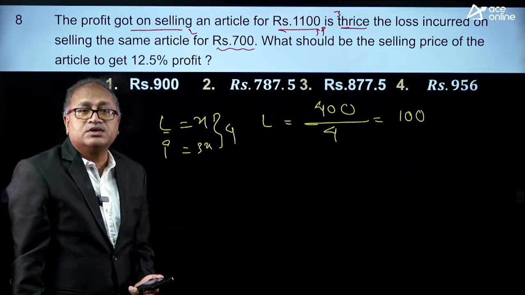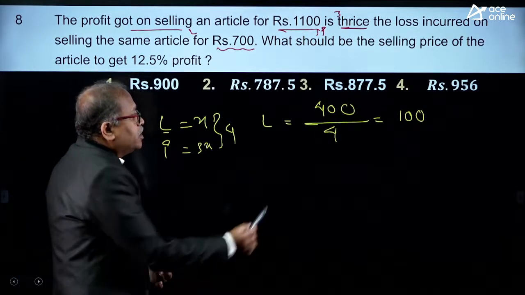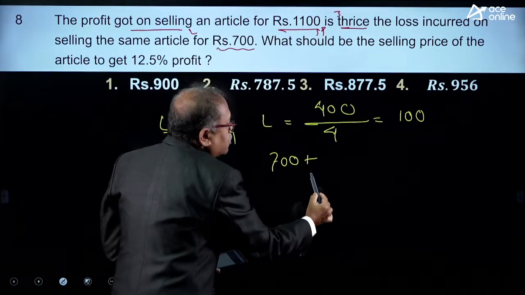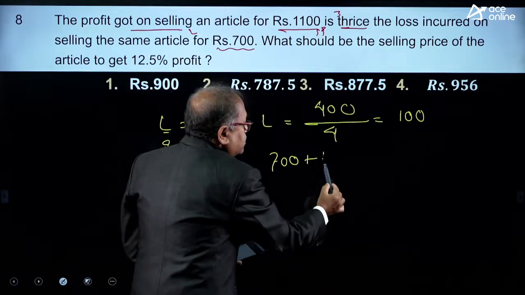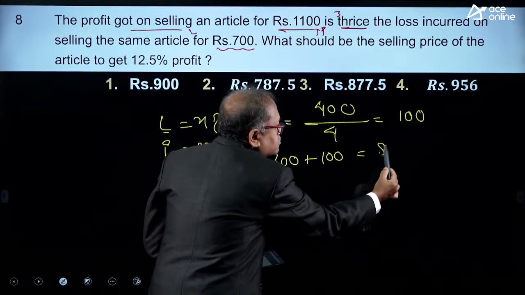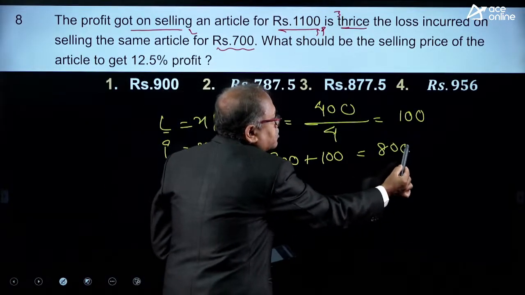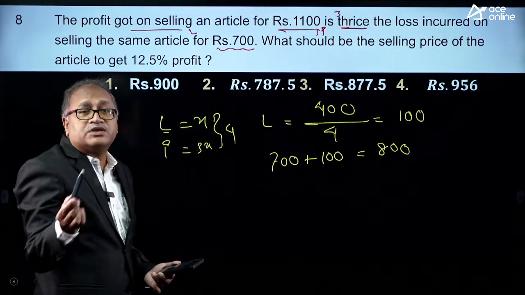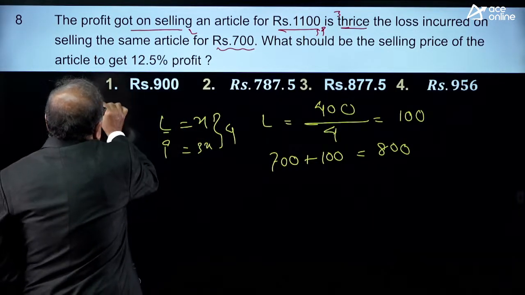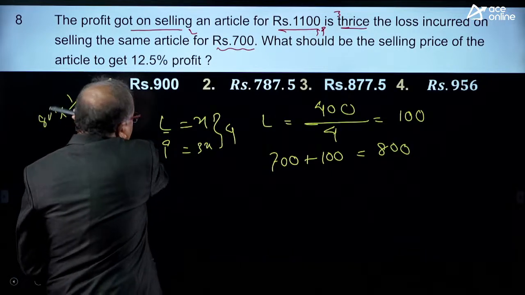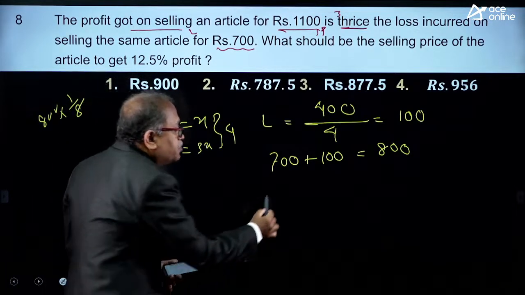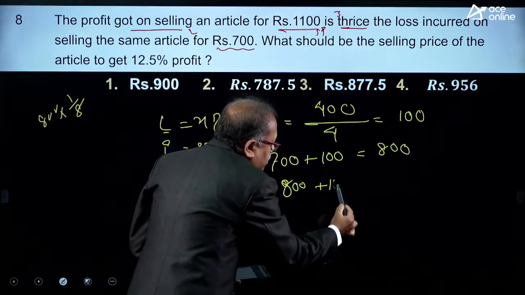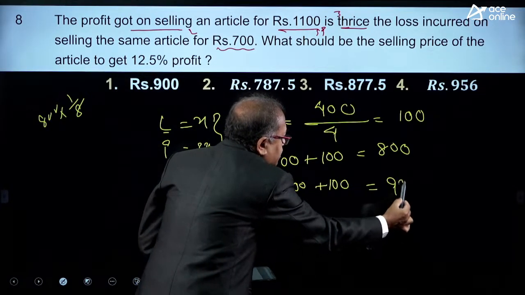Yes, my friends, this is the least possible writing. When I know the loss, by selling at 700 you are getting a 100 loss. That means your actual cost price is 800. You want to sell it at 1/8 profit. 12.5% is nothing but 1/8. What is 1/8 of 800? That is nothing but 100. So what should be your selling price? This 800 plus 100, and that comes to 900.